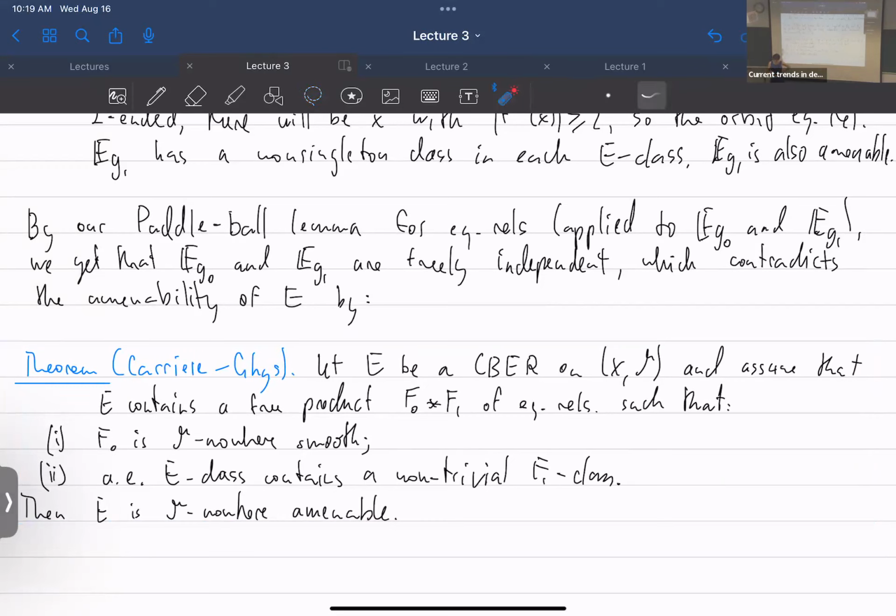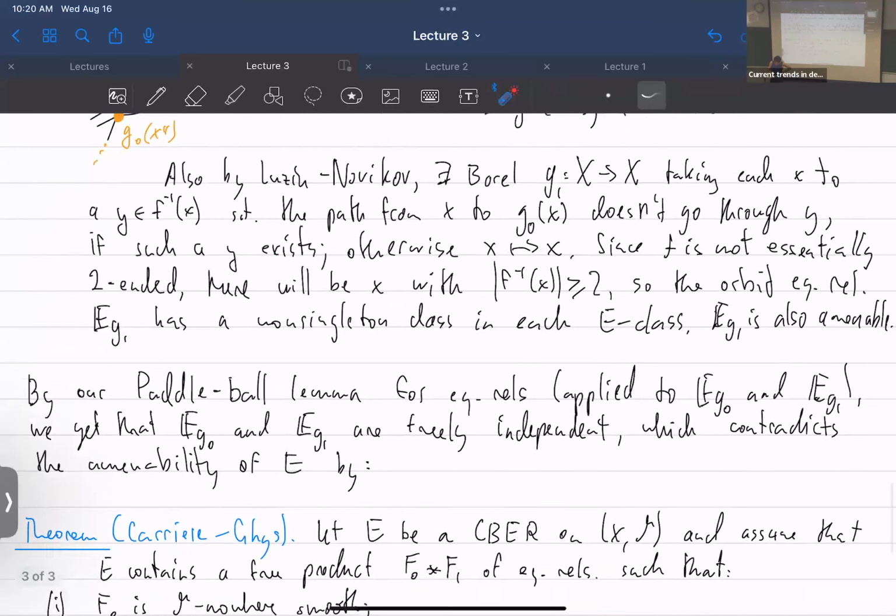So the theorem is the following: E is a C-bear like we have, and assume that we have two sub-equivalence relations, F0 and F1, that are independent, which means that E contains their free product. Because they're freely independent, E contains their free product. Now we assume from F0, which corresponds to EG0, that it is nowhere smooth, which we proved, and we assume from F1 that almost every E class contains a non-trivial F1 class, which we proved. The conclusion is that then E is not amenable; it's nowhere amenable.